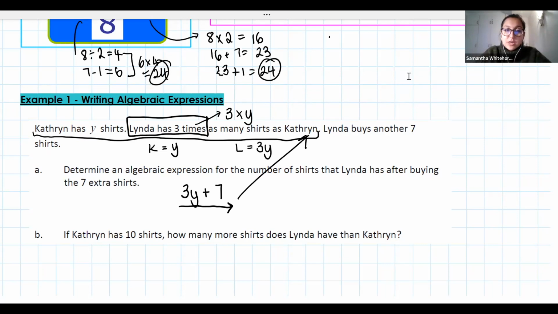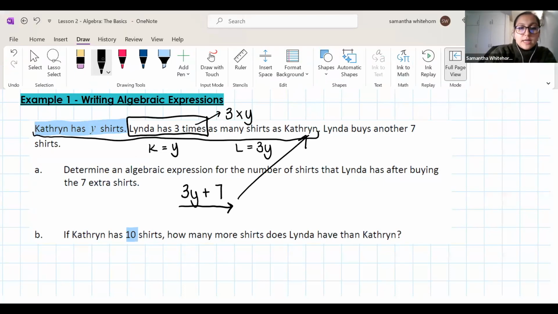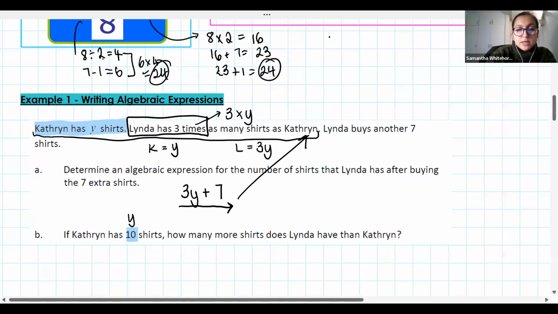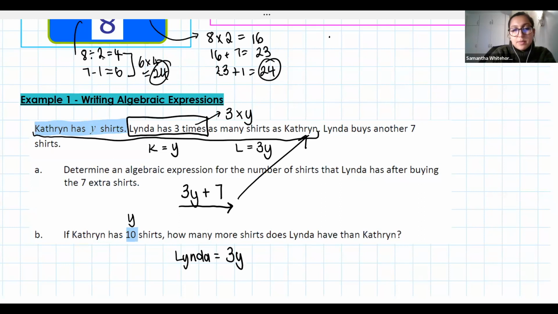All right, so now question B says, if Catherine has 10 shirts, how many more shirts does Linda have than Catherine? Okay, so if we go back to our original statement, we were told that Catherine has Y shirts. So what that means is they are telling us that Y is equal to 10. So we have an expression for Linda in terms of how many shirts she has, 3y plus 7. And so what we now want to do is take what we know y is equal to, and figure out how many shirts Linda has.